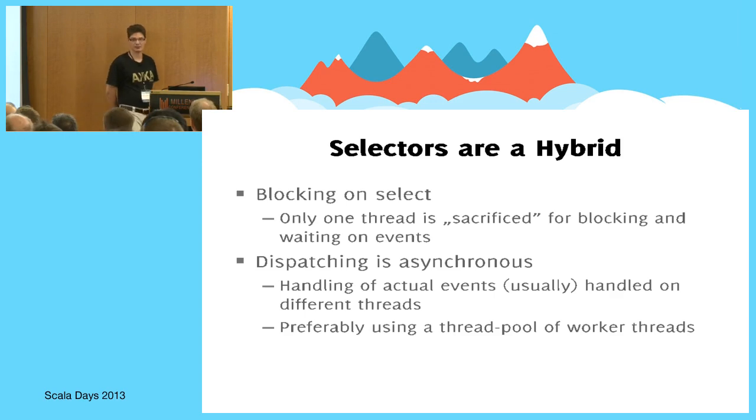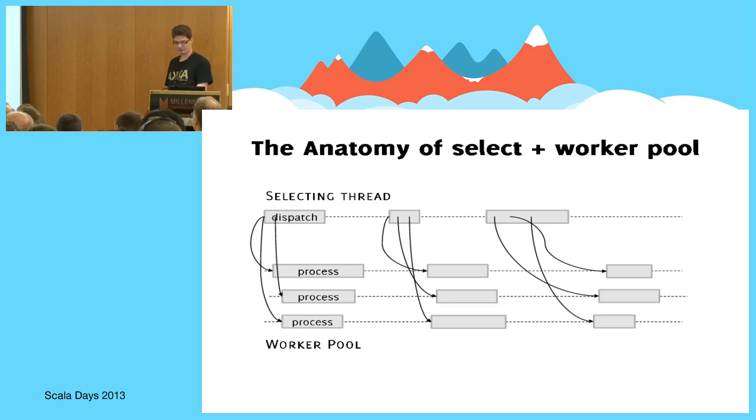So selectors are kind of a hybrid. Selectors have channels, and you can block with a select call, and you wake up from that block when events come in. But it can be multiple events. The trick is that you only sacrifice one thread. But once you have the event, you are free to pass that along for processing to several other threads. So dispatching of that event can be completely asynchronous, and we just have this one thread, and we carefully manage it for blocking. We cannot do it any other way, but it works nicely. Of course, we don't want to have an infinite number of threads, so we usually dispatch to a thread pool.